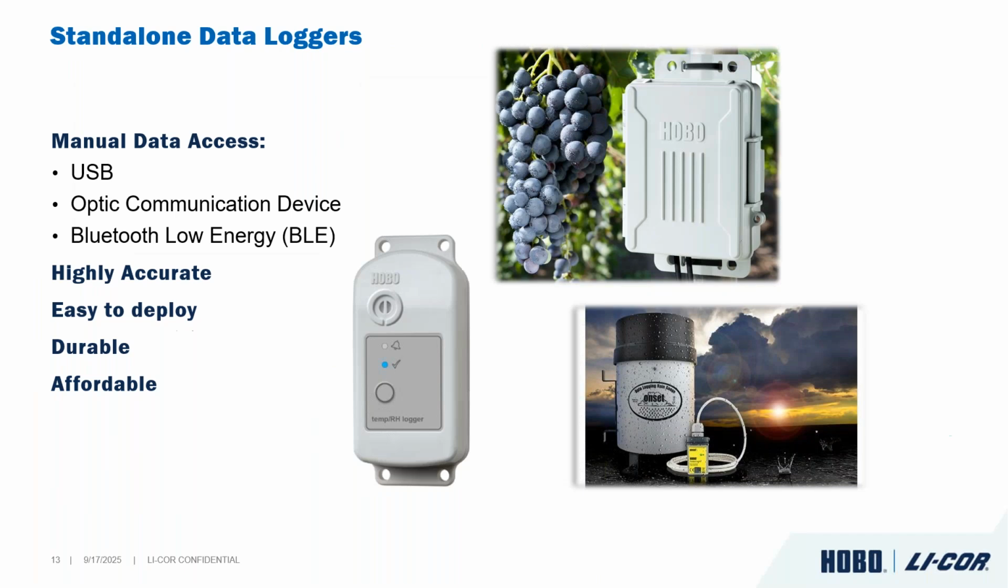Talking about our standalone data loggers, these are all going to be a manual offload of some sort. Again, either a USB or an optical device, such as our base station or waterproof shuttle, is going to be used with our U series, such as the U24, U22s, U12s, things of that nature. You are going to get highly accurate data using these loggers. They will be very easy to deploy and durable, and most importantly, affordable.